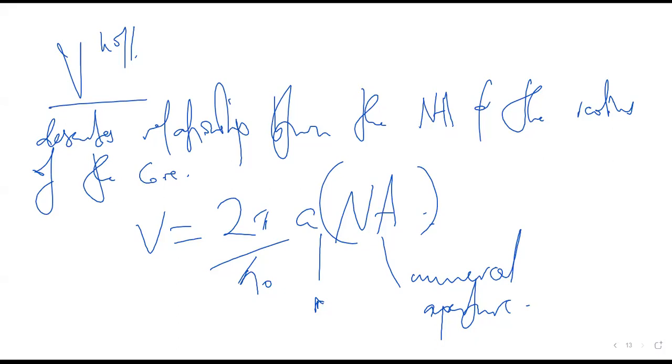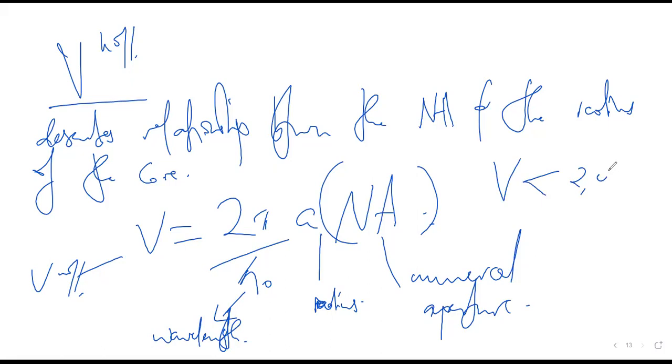V number, a relationship between numerical aperture and the radius of the core. There we have the definition, where A is the radius and lambda 0 is the wavelength of light. This is my V number. It can help us show whether the optical fiber is single mode or multiple mode. If V is less than 2.408, this means your optical fiber is single mode.